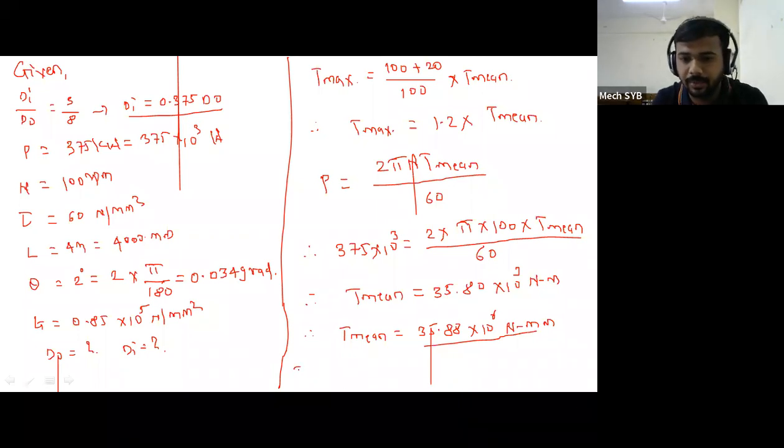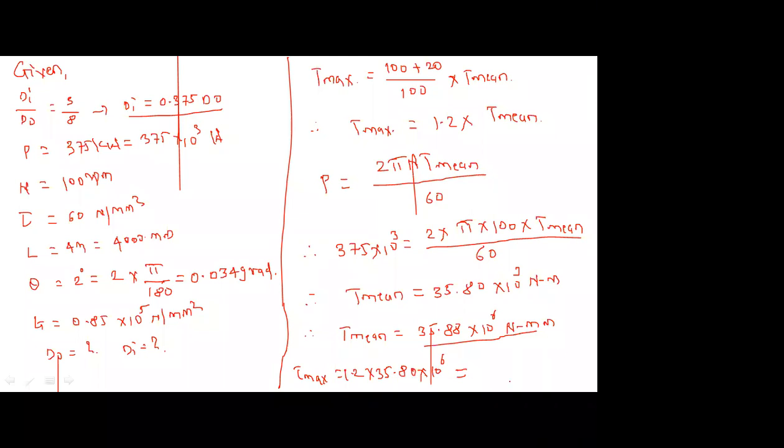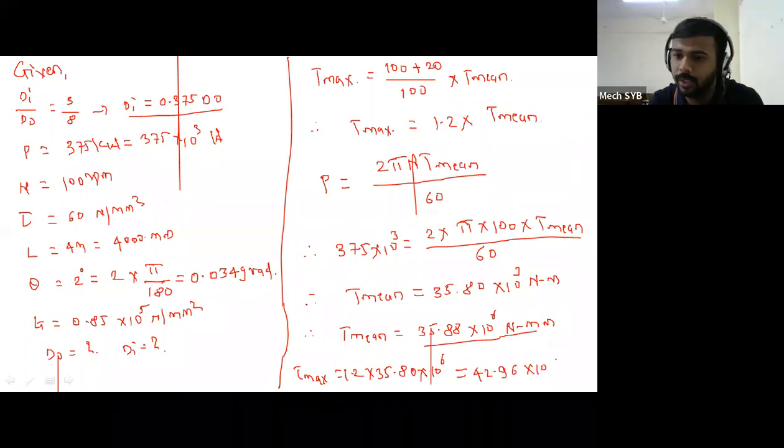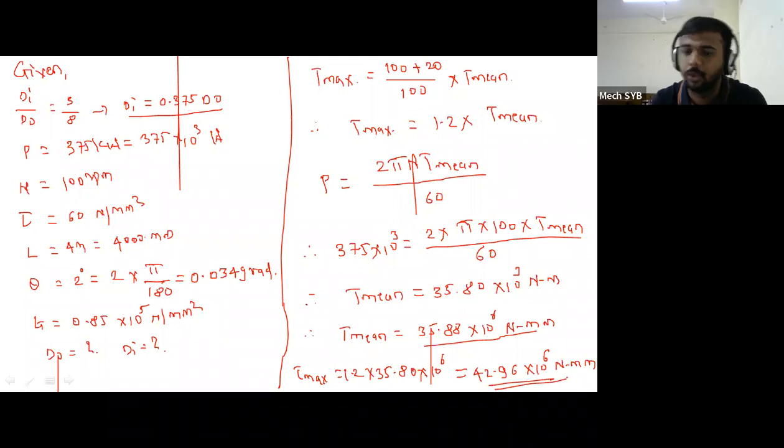Then you have the relation Tmax is equal to 1.2 into 35.80 into 10 raised to 6. What is the Tmax value? 42.96 into 10 raised to 6, not 3. If you did not multiply the value by 10 raised to 3 earlier and take the same value and multiply by 1.2, then your value will remain in 10 raised to 3, but it is not converted in Newton mm.